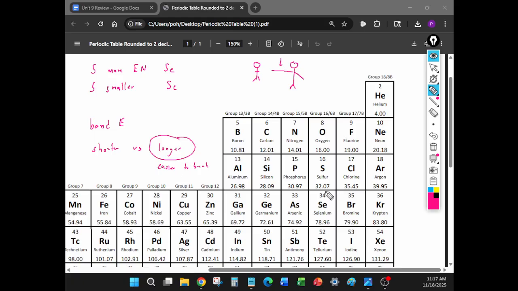So if you look at selenium, the selenium-carbon bond is longer, right? And so the selenium-carbon bond is going to have a lower bond energy. Okay? So that's the correlation that this question is looking for. Do you know the relationship between bond length and bond energy? Basically, the key here is if you increase the length of the bond, you're going to decrease the bond energy. It is easier to break.